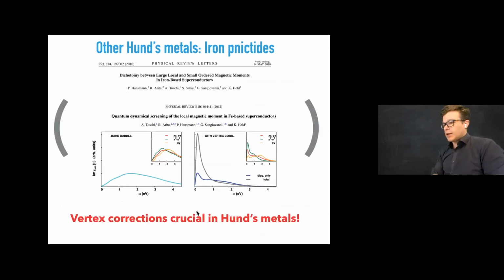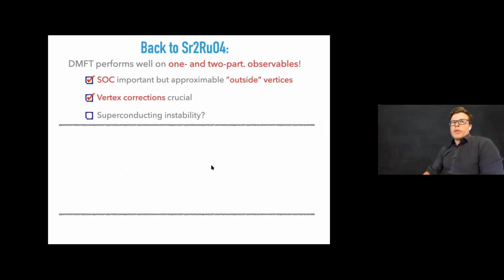And this is actually something that we have seen before. And I just want to make a big bracket here. We know this already from other Hund's metals where the same conclusion was drawn about the necessity of including vertex corrections for these observables. So you cannot get away with bubbles in these materials. Look here in the iron pnictides, the difference between a calculation with a bare bubble and what the vertex corrections do. That's dramatic. Okay, but back to strontium ruthenate.